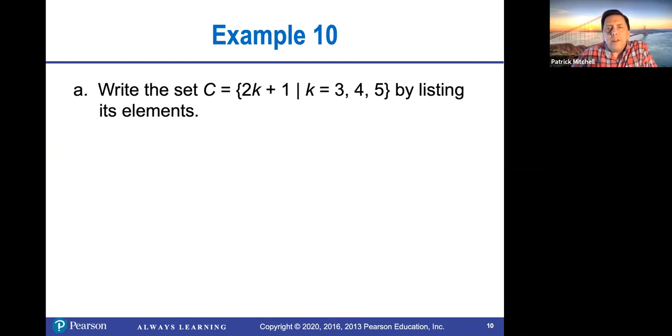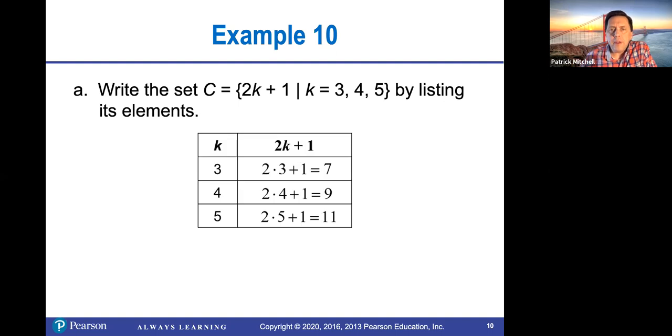Okay, so now we're going the other way. They're giving me set builder notation and they're asking me to basically convert it to roster notation. So this is the set of all numbers of the form 2k plus 1, where k is equal to either 3, 4, or 5. And so we can find out what the elements of that set are just by plugging in the numbers 3, 4, and 5.